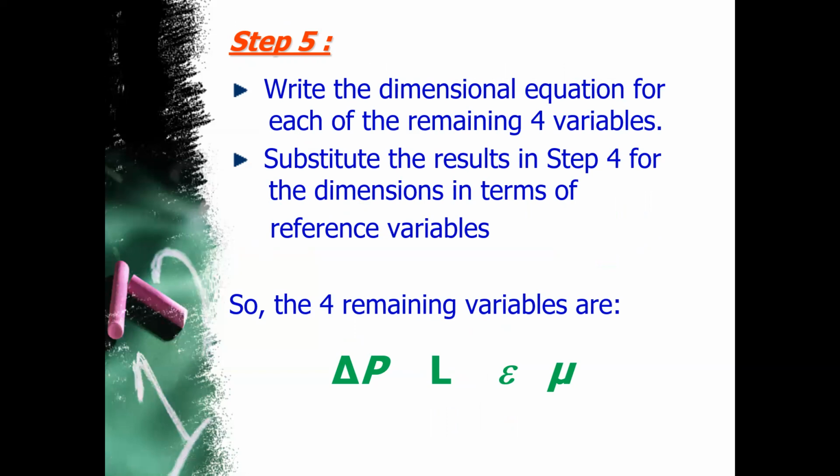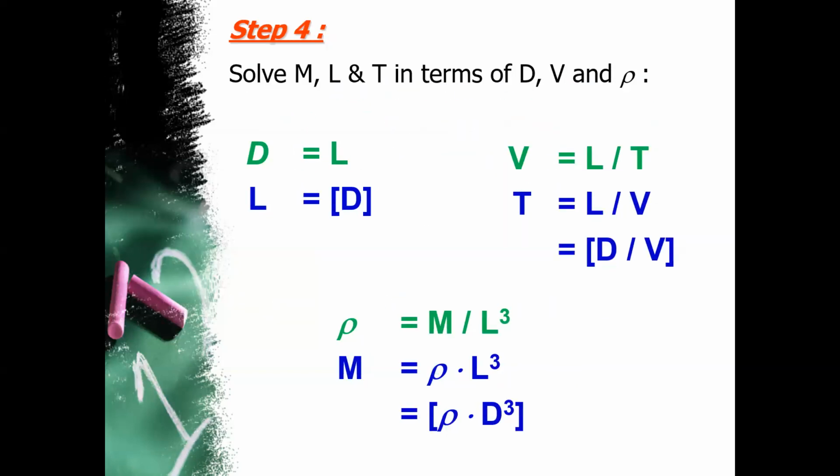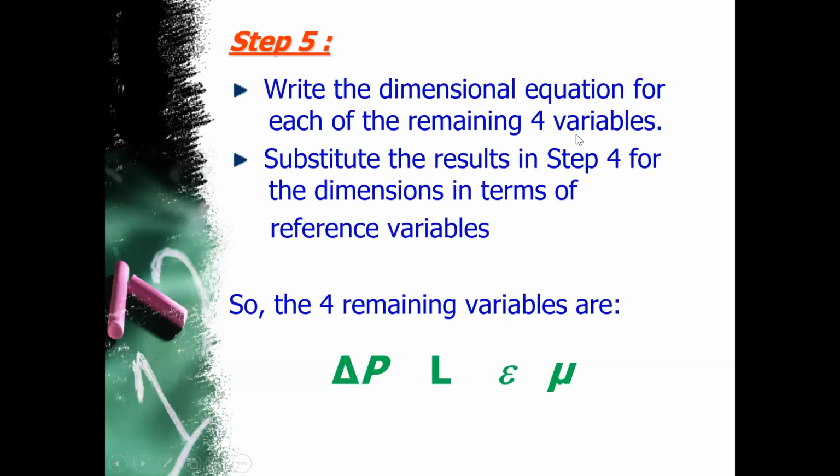Just now, originally, the number of n is 7. All right, sorry, the number of n is 7. Okay, and then the number of pi is 3, right, because of these 3 reference variables. So we have the remaining 4. Right, for the remaining 4, substitute the result in step 4 for the dimension in terms of the reference variable. So basically these are the remaining 4.